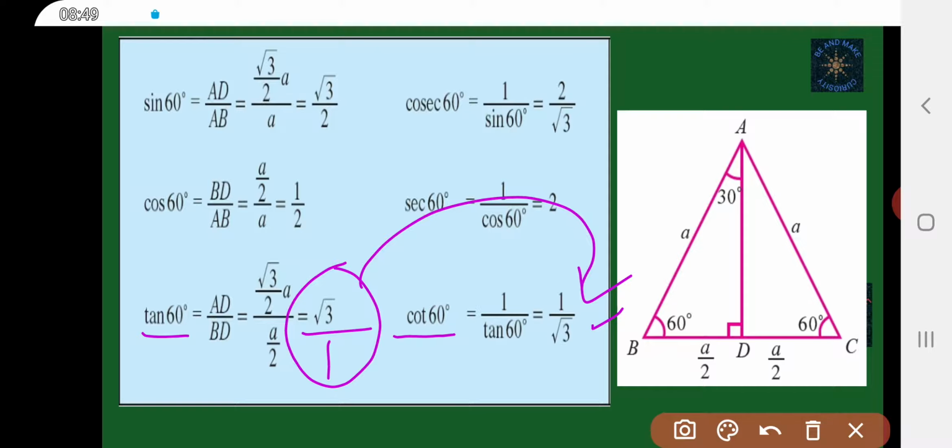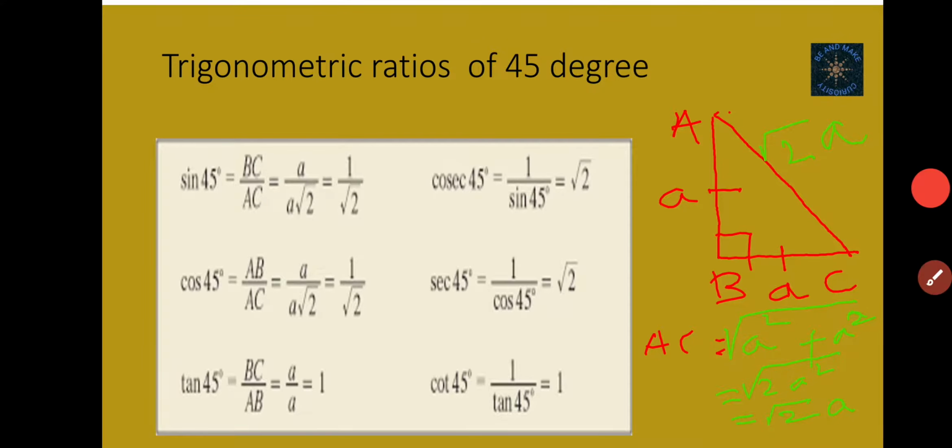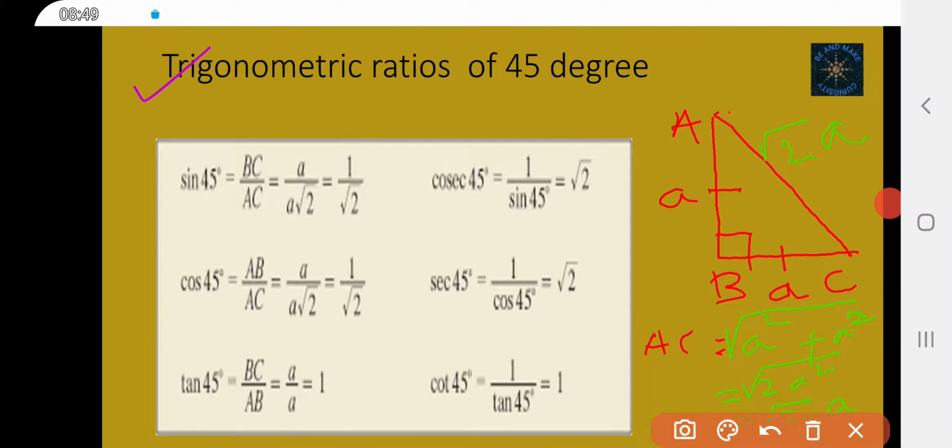Next, see, now we find trigonometric ratios of 45 degree. Okay, you take a right angle triangle, isosceles right angle triangle, AB is equal to BC. Okay, isosceles right angle triangle. So let AB be A and BC be A.